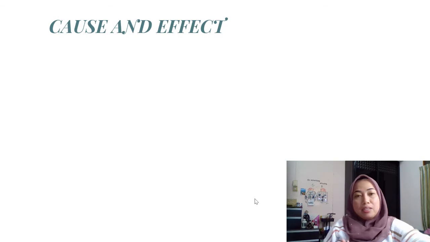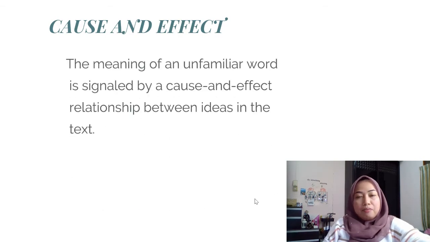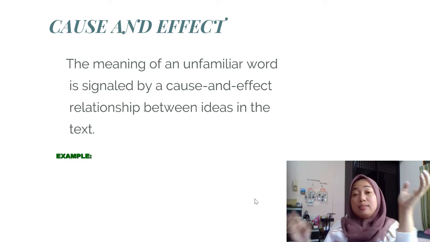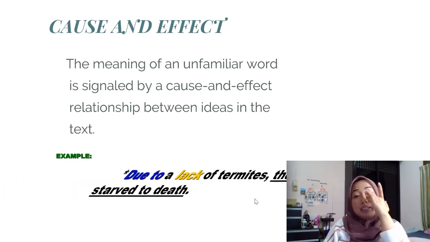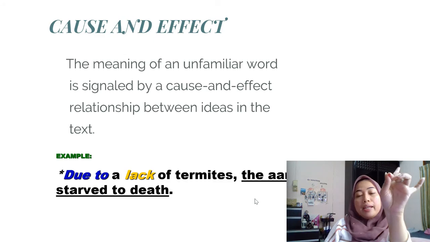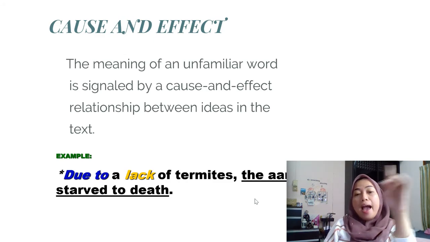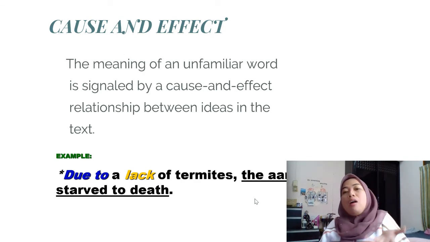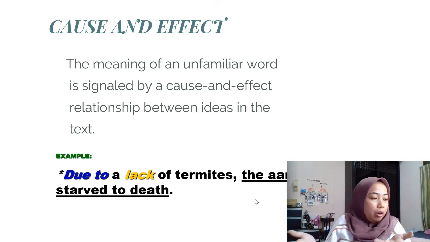Next, we have cause and effect. Now, cause and effect is when you want to show the relationship between ideas in the text. Let me give you an example. Due to lack of termites, the aardvark starved to death. So now we're seeing a cause and effect relationship going on over here.